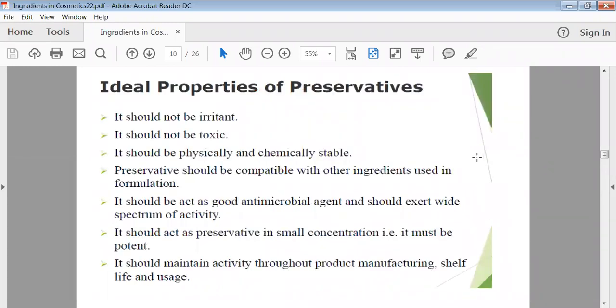Now, what should be the ideal properties of the preservatives? When we are choosing the preservatives or any kind of antimicrobial agent to stabilize your preparation, some ideal properties should be possessed by that preservative. Very common ones are that it should not be irritant, it should not be toxic, it should be physically as well as chemically stable. Then it should have preservation activity, and it should not interfere with the pharmacological action of your preparation, and physical changes should not occur because of the presence of preservatives. So these are the various ideal properties which are required for your preservatives.